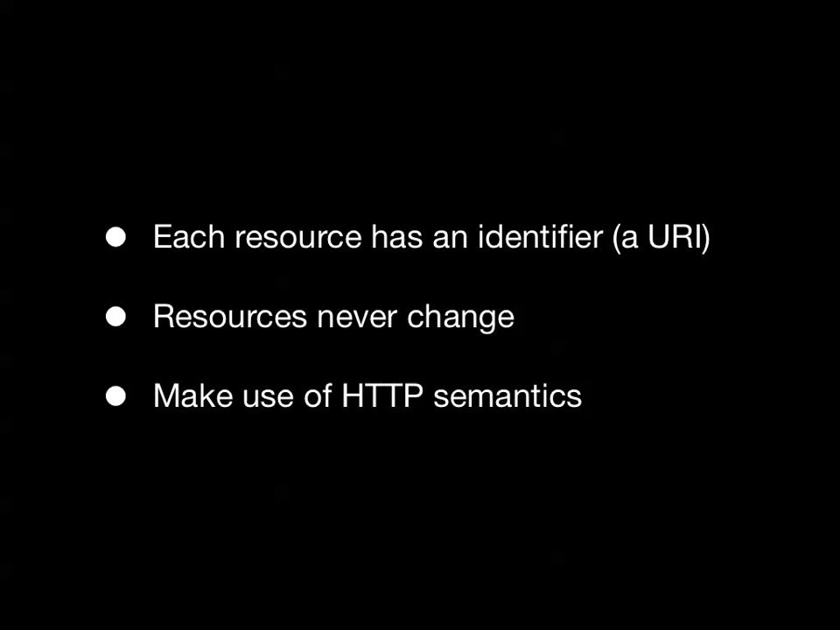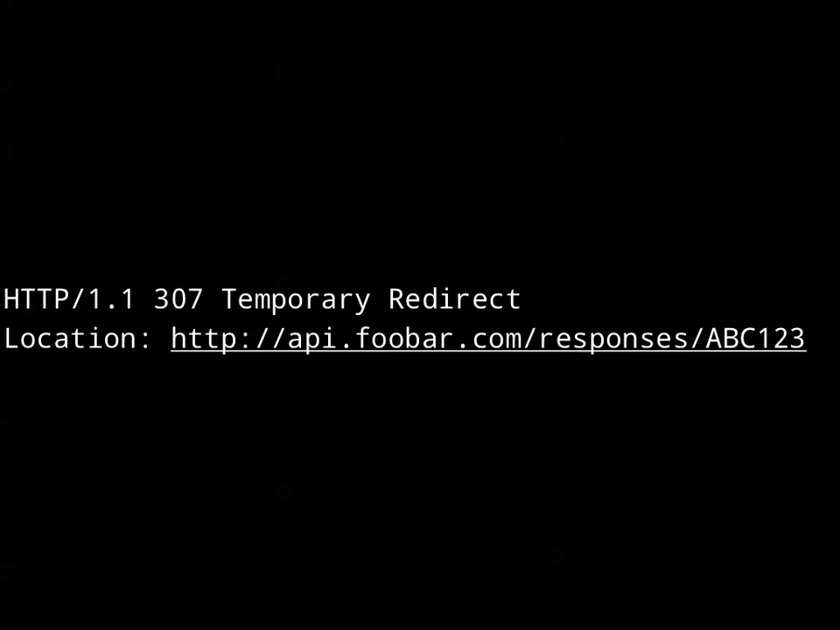The first is that you give all your resources a sensible identifier, a URL which may or may not be pretty. You make sure that these resources change very, very infrequently, and you make good use of the semantics of HTTP. Now, you should use REST well wherever possible. So, going back to the idea of caching, what if you were to let your URLs specify a specific response that has been served up by your web server? So, if you have a particular URL that generates something that frequently changes, do a temporary redirect to a specific response, something like this.